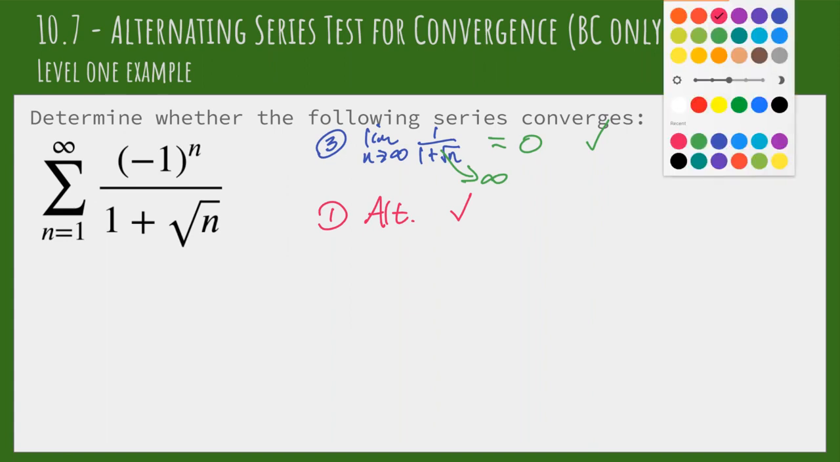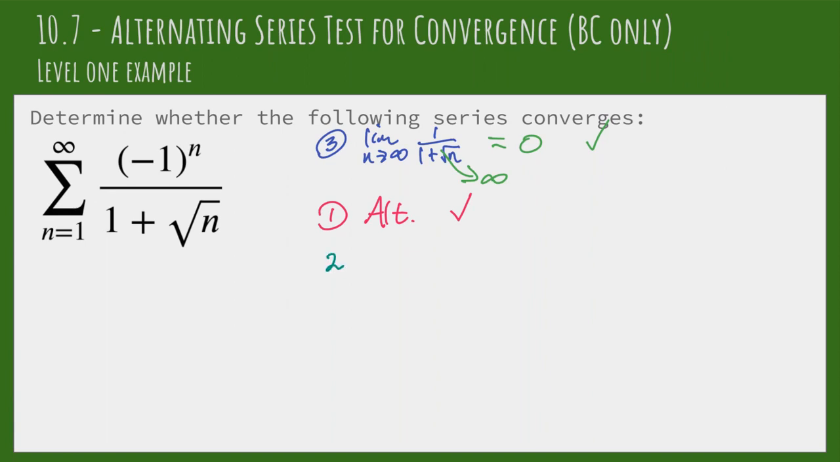The last condition is the least straightforward to confirm, and that is that for the absolute series, any term is smaller than the next term. So I'm going to look at u sub n. Remember, u is what I used for the absolute terms. Look at u sub n, and I have this backwards here. Each term is supposed to be bigger than the term after it to show that it's decreasing.